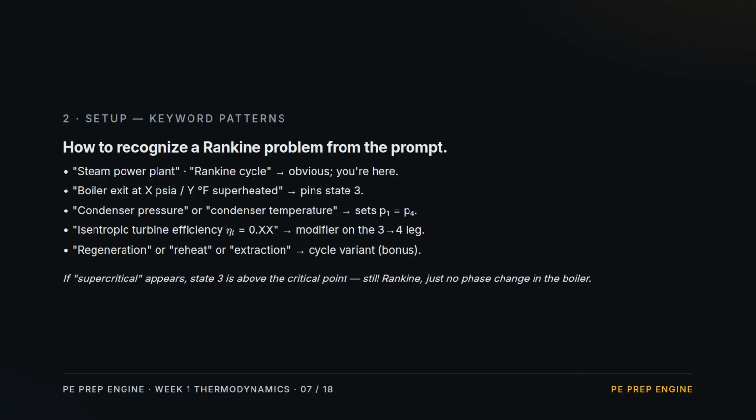Pattern recognition. Steam power plant or Rankine cycle names it outright, but more often the exam just describes the hardware. Boiler exit at a pressure and temperature, superheated, pin state 3. Condenser pressure or condenser saturation temperature sets states 1 and 4, which share the low pressure isobar. Isentropic turbine efficiency, usually 0.80 to 0.92, is applied after the ideal H4. 3 words flag variance. Regeneration is feed water preheating from extracted steam. Reheat splits the turbine with intermediate reheating. Extraction bleeds steam mid-turbine for process heat.